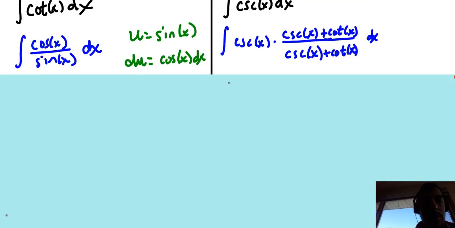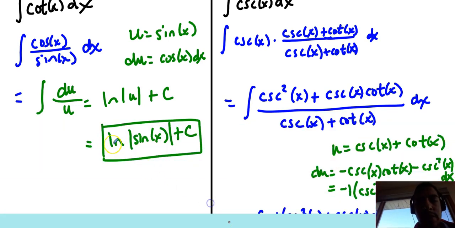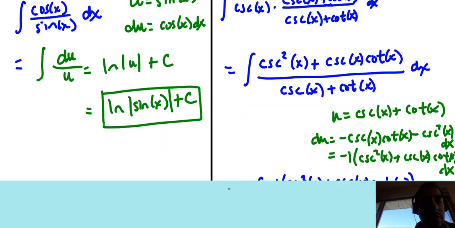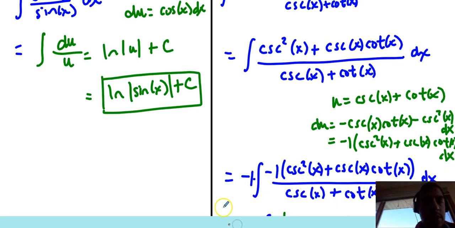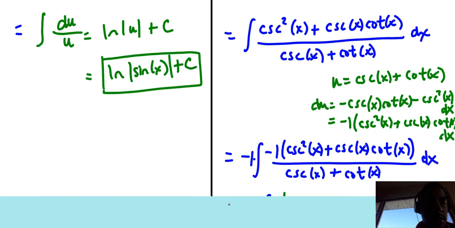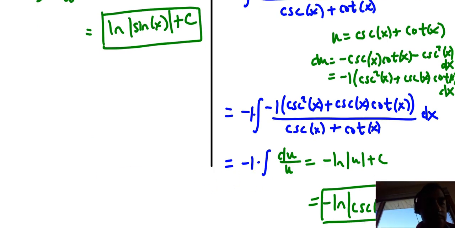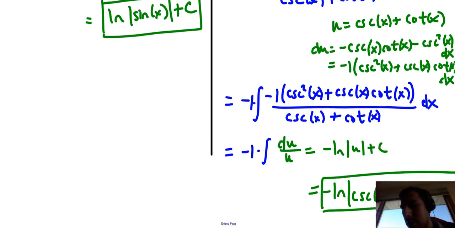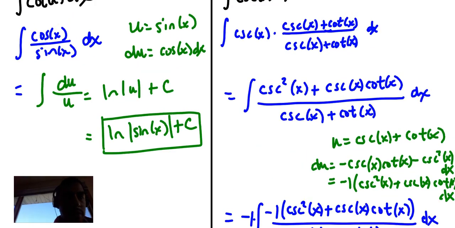Alright, I hope you were able to try it, and I'm not going to explain these two because they're similar to the last ones. Your answer should be natural log absolute value of sine of x plus c. And, oh boy, this keeps going. And negative natural log absolute value of cosecant x plus cotangent x plus c. The work is here, so if you need to pause the video to see what work that was, please do. And the work for the other one is right here.